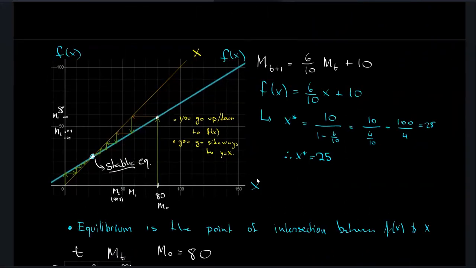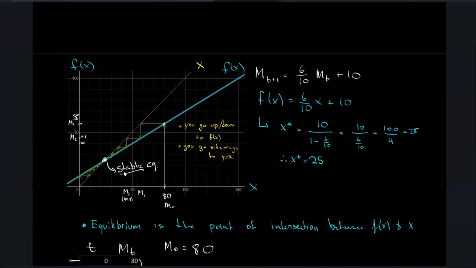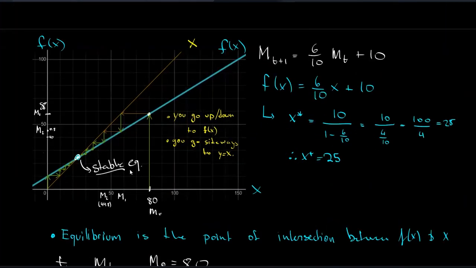You don't believe me? Watch this. I start at 100, boom, I go here. Then I go here, then I go here, and there we go. I fall down this ladder and I'm going to the equilibrium. So this is the graphical method of solving problems related to systems.